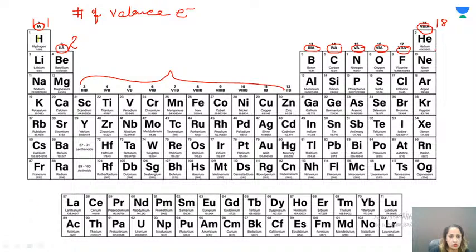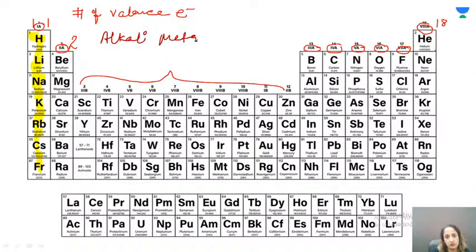So let's go to group 1 first. Okay, so here in group 1 we have all these elements. We have hydrogen, lithium, sodium, potassium, rubidium, cesium, and francium. Okay, so these elements we also call alkali metals.